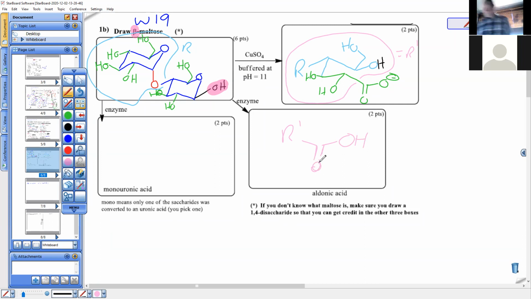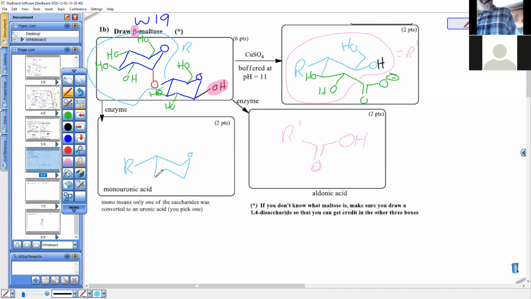And here, monouronic acid means only one of the saccharides was converted to a uronic acid. You pick one. Remember, uronic acids have this CH2. This used to be the one on the bottom of the Fischer. That one can be a carboxylic acid, or this one, and it says I want one of them here. So I can keep my theme of the blue R here and not do that one. R is attached to this. And we do want to draw the ring and everything.